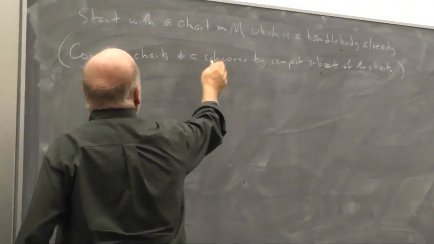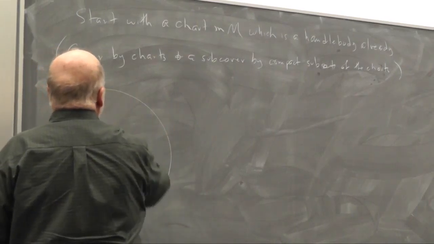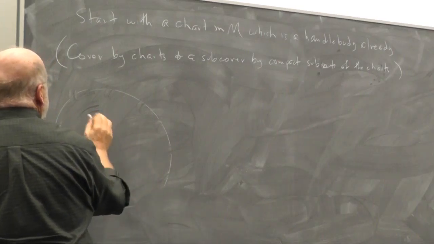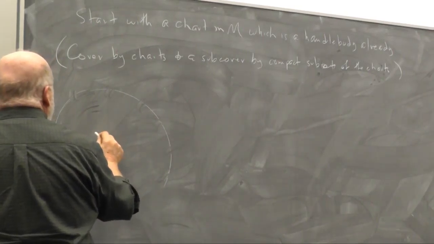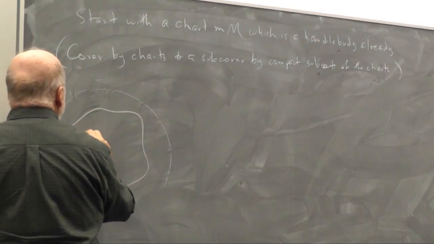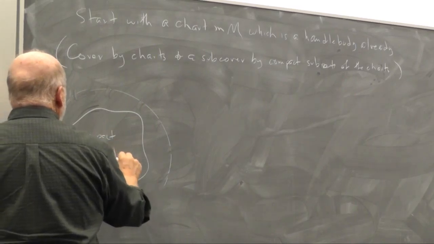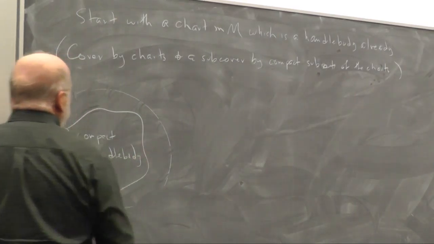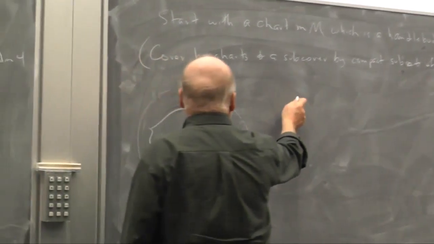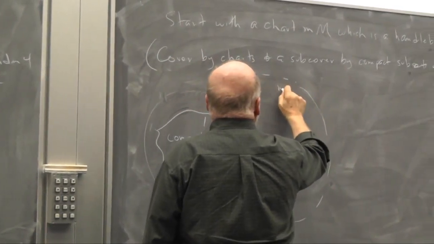So we start with the chart. Now then we look at the next chart. So here's the chart that we just did. And it has a compact set, this part, this is a compact handle body right here. It's as big as you want, but it's compact. Now you take a new chart. So this is a new chart.